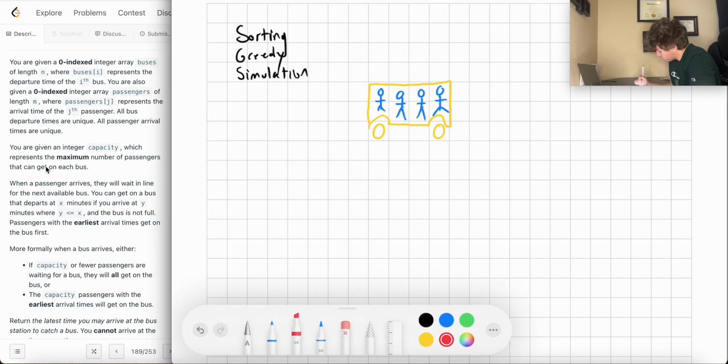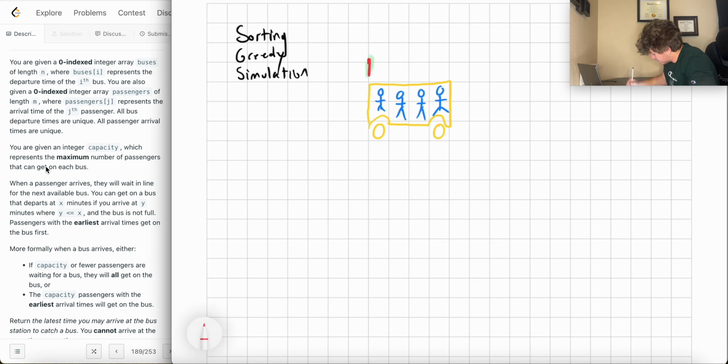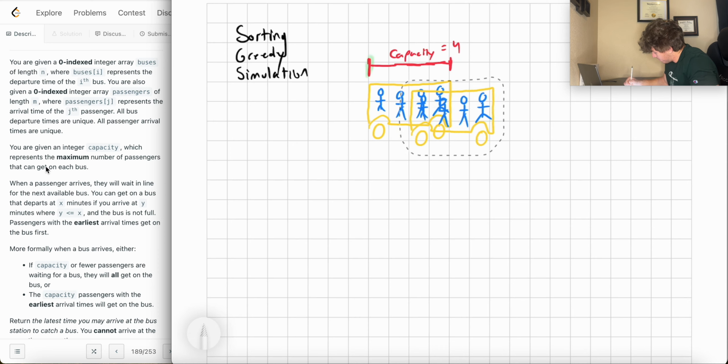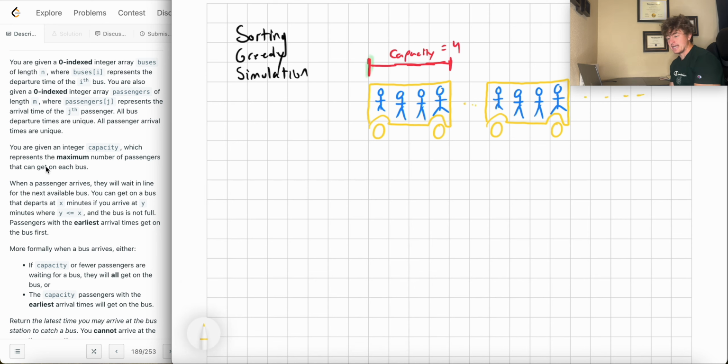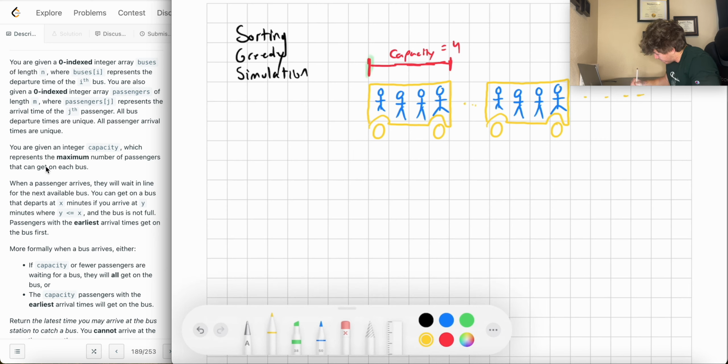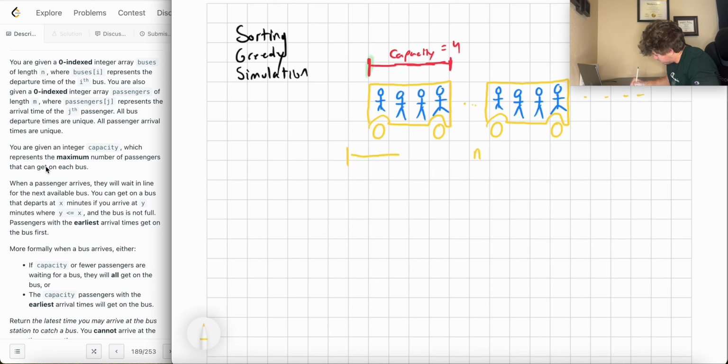Okay, so each bus has the same capacity. All right, so, something like this. This would be our capacity going across here. Right, so in this example, capacity equals 4. You're going to have more than one bus, right? So on and so forth, right? And each bus has a unique arrival time, and there's going to be n buses. So the amount of buses here is n. Just trying to give you a little bit of a visualization here.